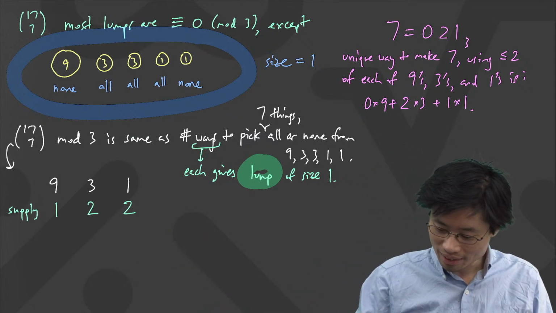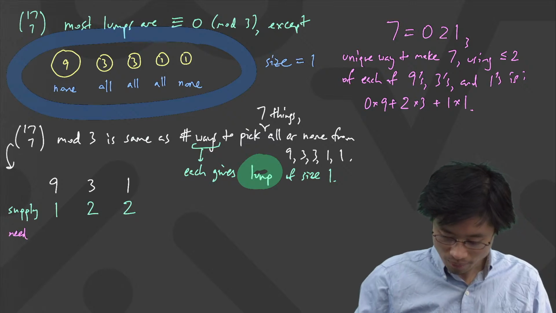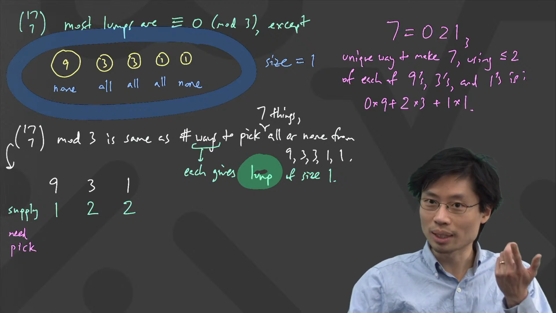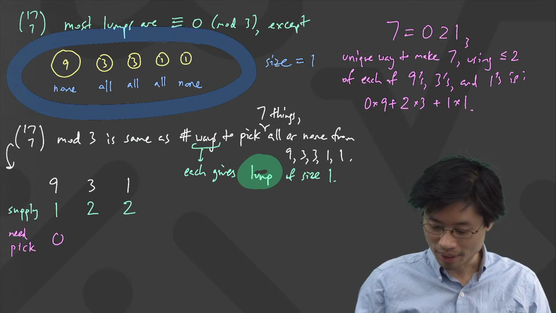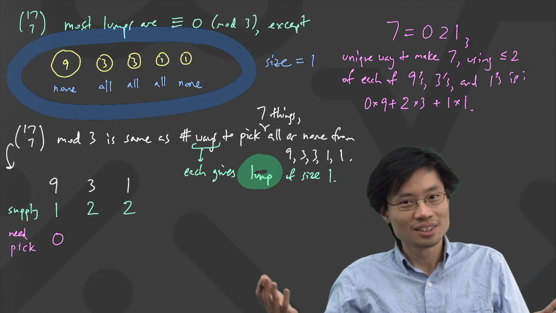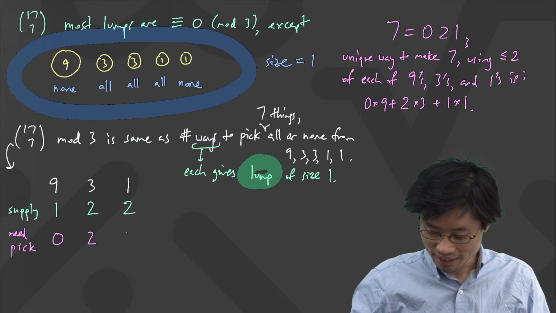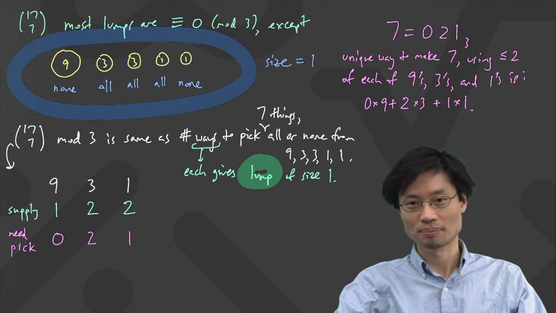And how many do I need to pick? I need to pick how many of the 9s? Well, I'm not supposed to pick any of the 9s because I need to make 7, right? The only way to make 7 is with 3, 3, and 1. I have to pick 2 of the 3s and 1 of the 1s.